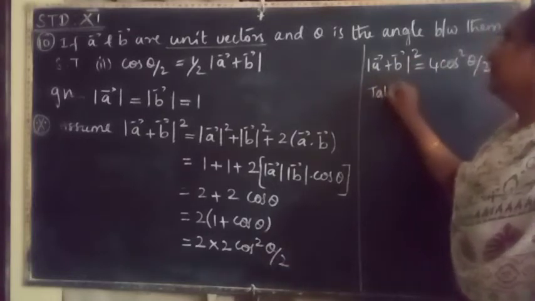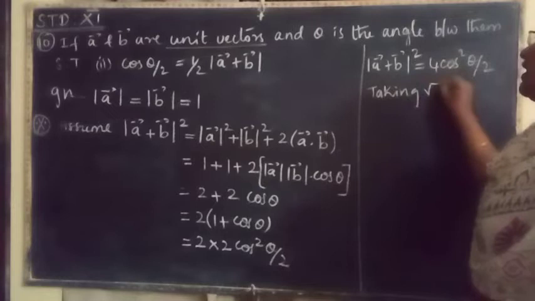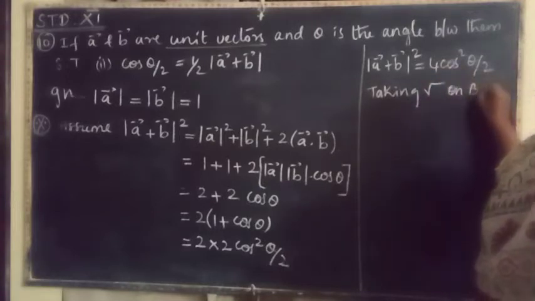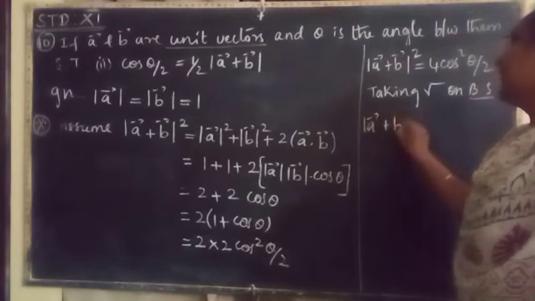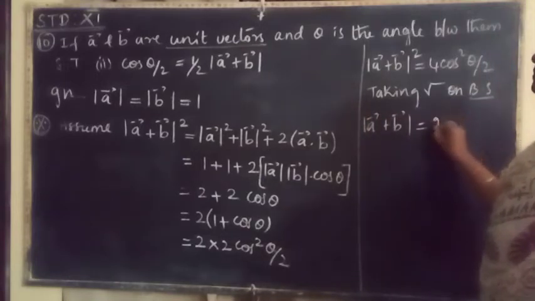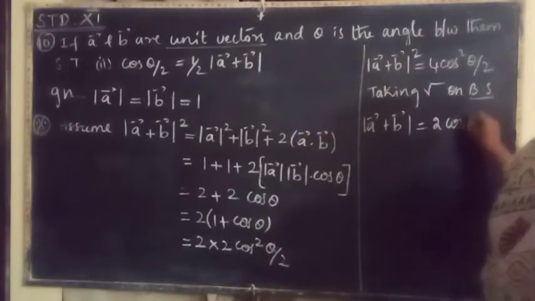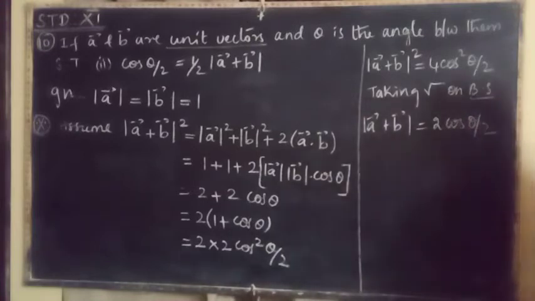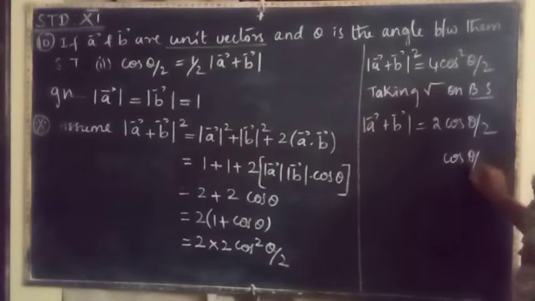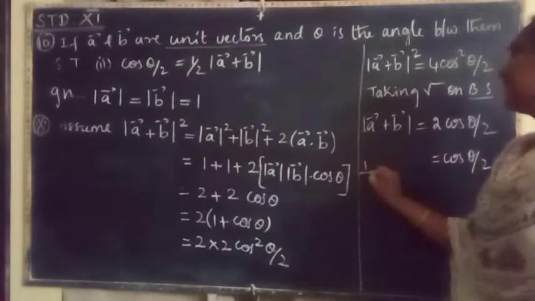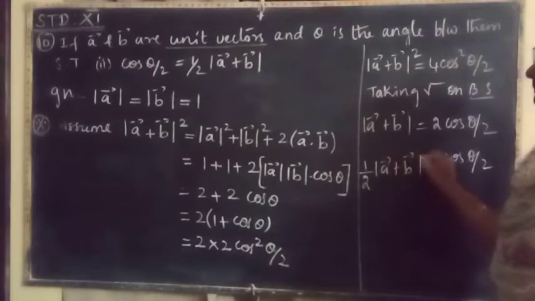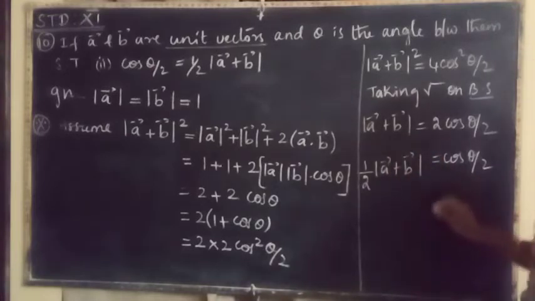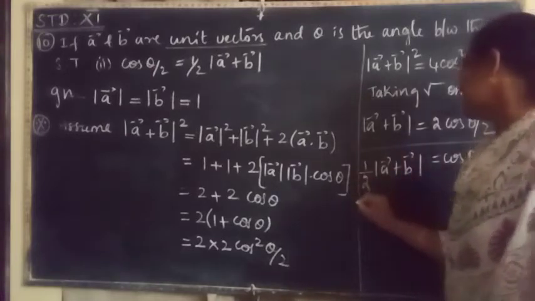So taking square root on both sides, what will I get? Modulus of A vector plus B vector is equal to 2 into cos theta by 2. I need the value of cos theta by 2 alone, so bringing this 2 to this side, I get half into modulus of A vector plus B vector. Yes or no? Okay. So now we got the result.